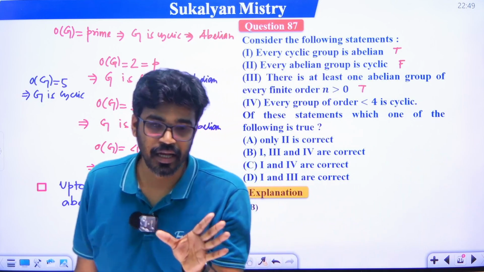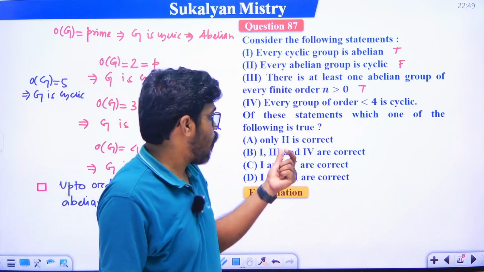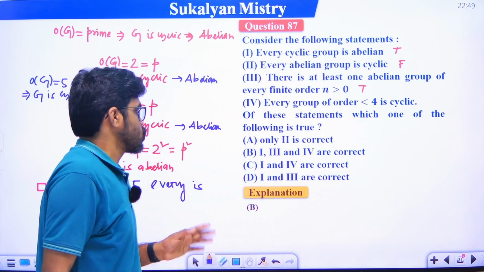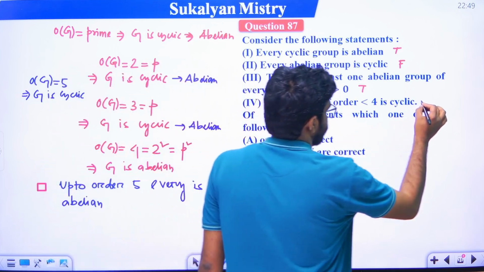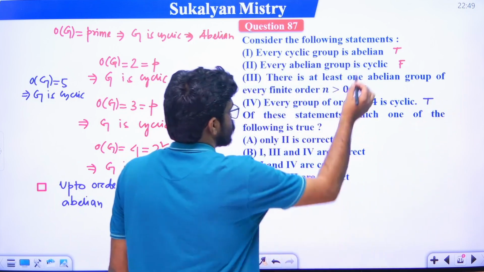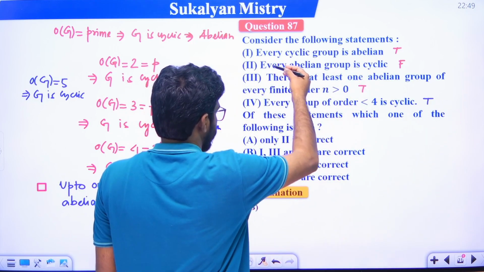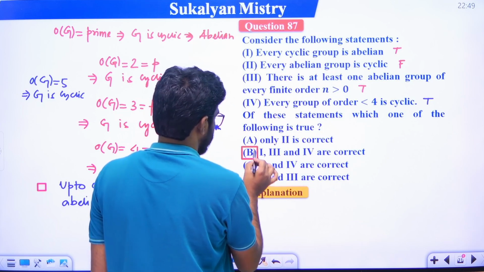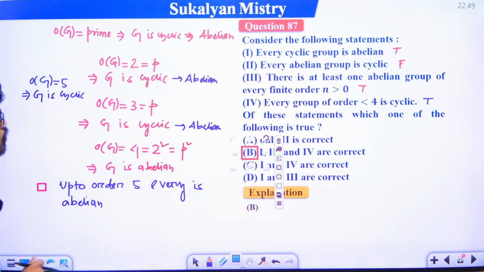So up to order 5 every group is abelian, and up to order 3 every group is cyclic. So which options are true? Options 1, 3 and 4 are true. Clear? So, next problem.